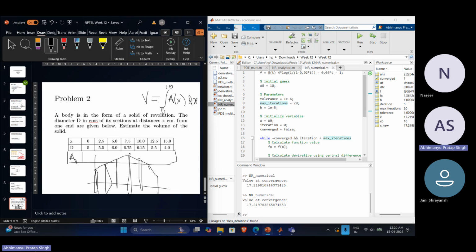The other thing that we can do is interpolation between these points to get these areas at a lot of these midpoints, and then we can do a much better approximation of the volume.